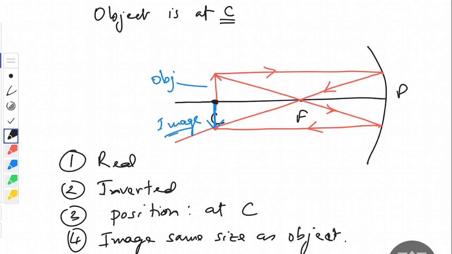Yes, Adityan has given the right answer: real, inverted, and at center of curvature. Very good. Once you understand these things, the rest of the ray diagrams will be very easy. If we had not understood this, it would always be, oh my God, very difficult. What is this ray? Why are we doing only 2 rays? Nothing of that sort. Now we know how to do this.